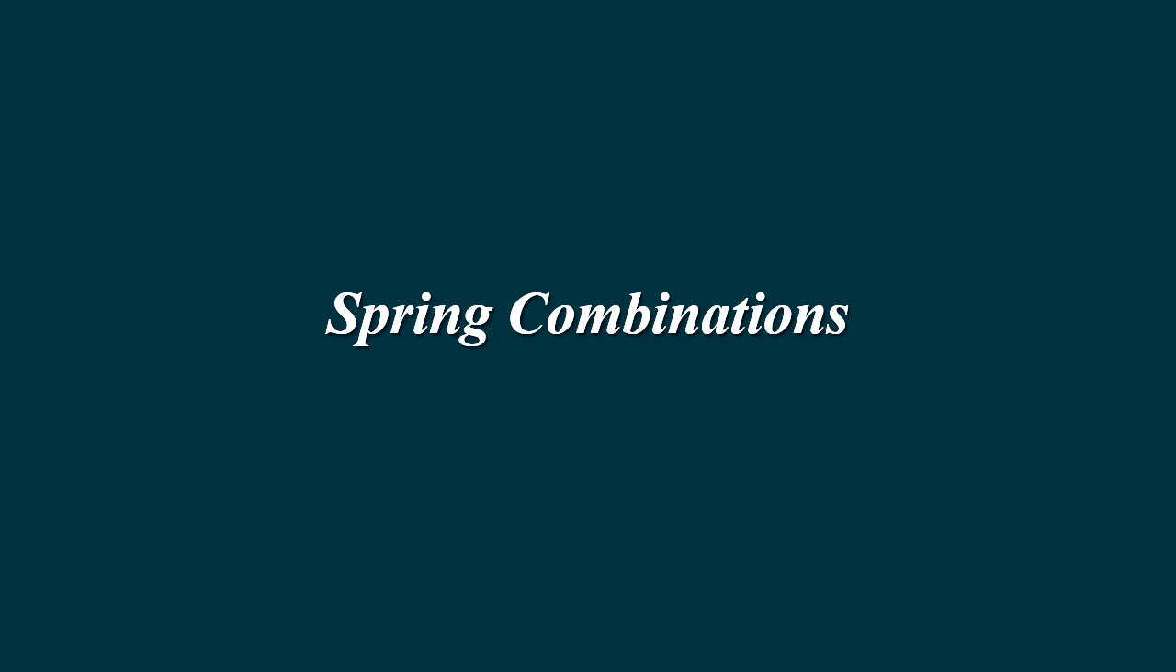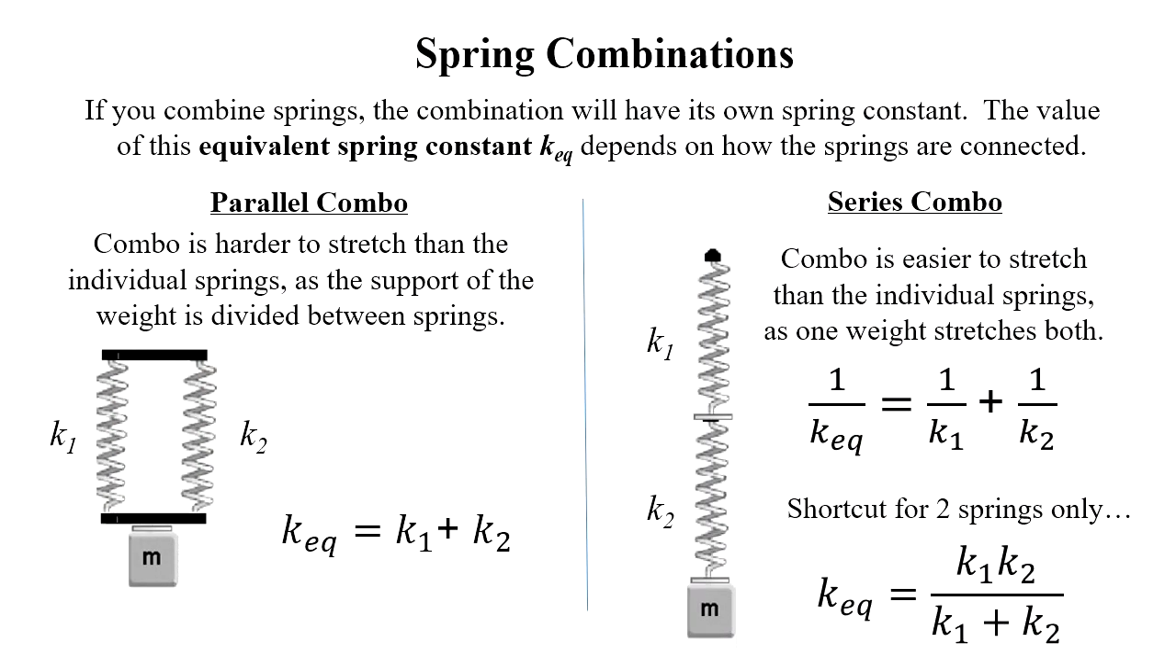Okay, to look at spring combinations, let's look at the simplest case, just two springs connected to each other. Logically, there's two ways you could accomplish this. You could have the two springs side by side, connected at both ends, or you could have one spring after another, only connected in the middle. That first way, connected at both ends, we call a parallel combo, and the other way, where there's just one connection in the middle, we call a series combination, one spring after the other.